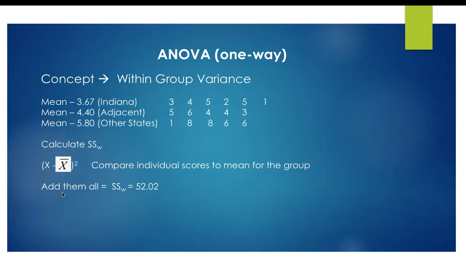Notice that we calculated the means for each group. Hopefully you did the same. 3.67 for Indiana, 4.40 for adjacent states, 5.80 for other states. We want to know if these groups are different, and there's their individual scores lined up with it. The total we're calculating for sum of squares within, each of the individual scores compared to their respective mean scores, and then we will add them all up, and they come up to 52.02. In your calculations, if you got something really close to that but not exactly, it's just a rounding error, so you're fine.